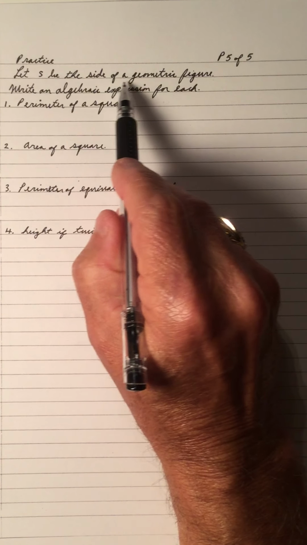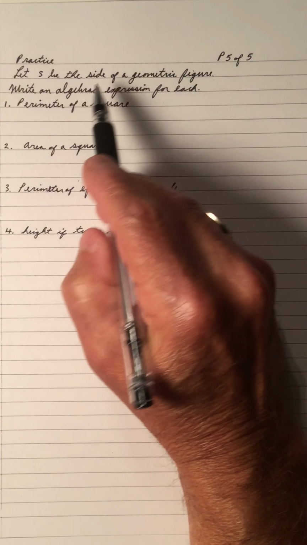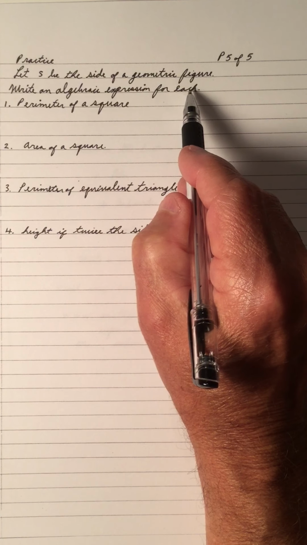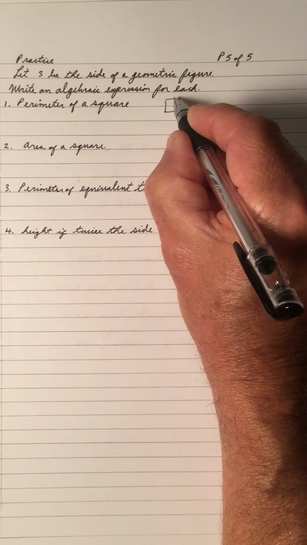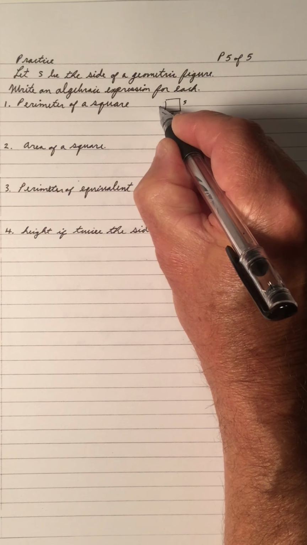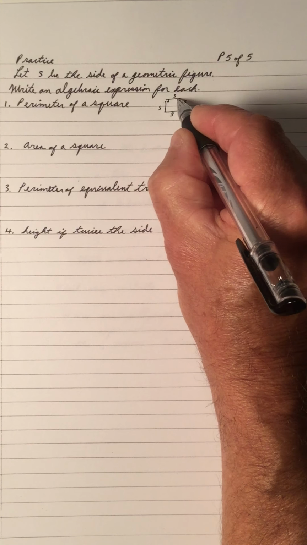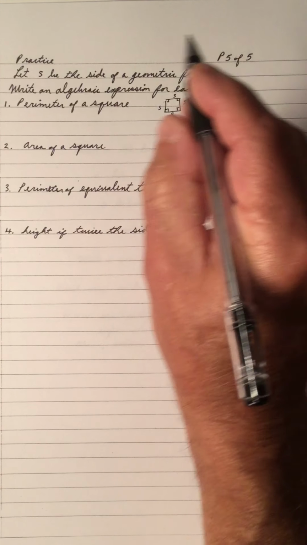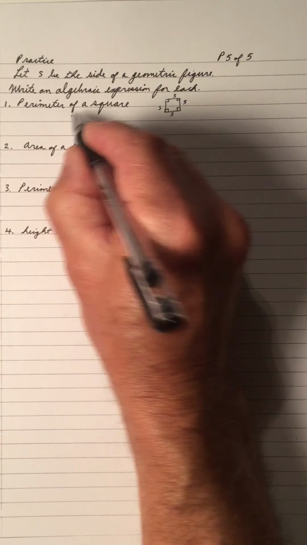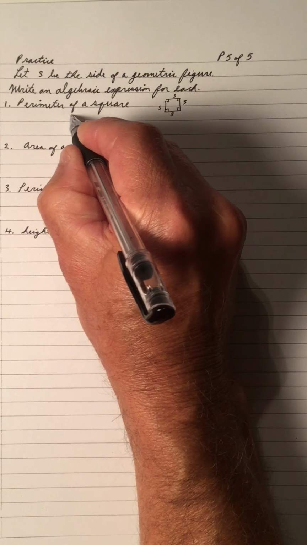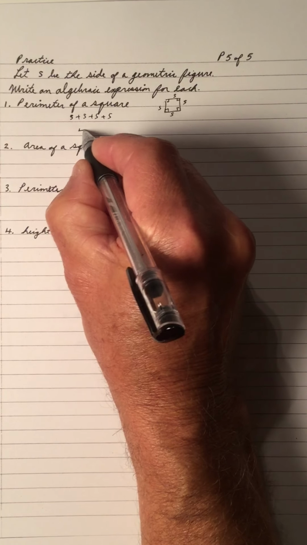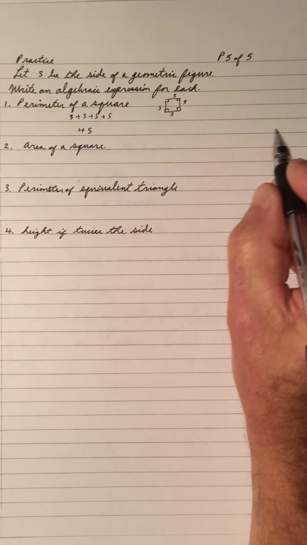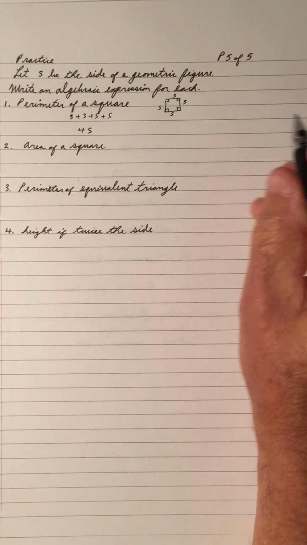Let S be the side of a geometric figure. Write an algebraic expression for each. S is the side. The perimeter of a square. Well, a square has 4 sides. All the sides are equal. S, S, S, S. It has all right angles also. And the perimeter is S plus S plus S plus S. So that's 4S is the expression for the perimeter.